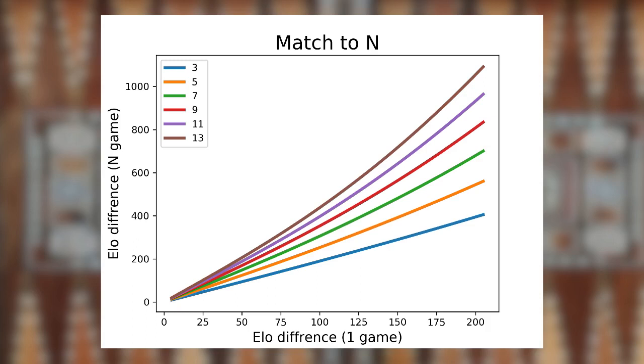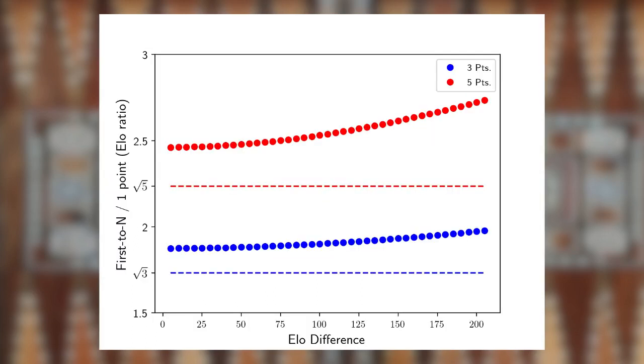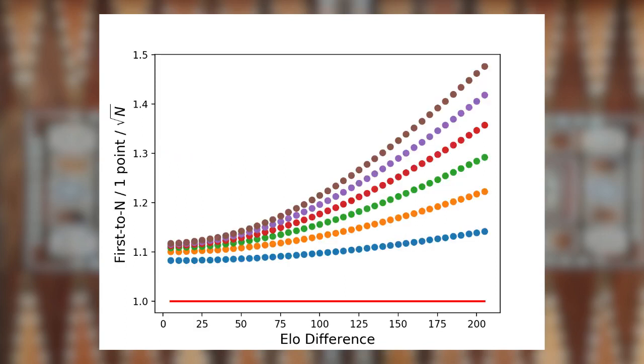Now, do tabla matches follow the square root ratio? Here is the Elo ratio for the 3 and 5 point matches, and the answer is a clear no. The ratio is bigger and also varies with the Elo. And here are the ratios for match length up to 13. If they follow the square root, they would be flat at 1, the red line. But they start around 1.1 times the square root and climb. The longer the match, the faster the ratio climbs. That is, the longer the match, the less it adheres to the square root hypothesis.